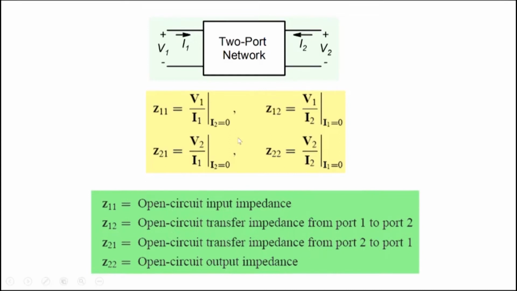All right, so we have names for it. So Z11 is called input impedance. So we said this is an input port and this is an output port here. So V1 by I1 is the input impedance here, with the output open circuit here. So open circuit input impedance. Z22 from this side here is V2 by I2 with input open circuit. So we call it open circuit output impedance here. And then we have transfer impedance, which is Z12 and Z21 here.